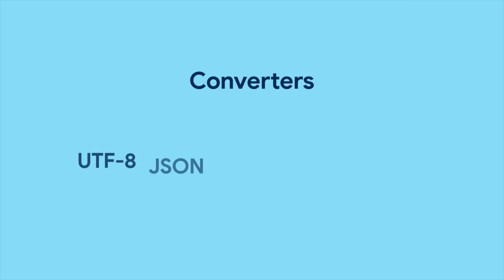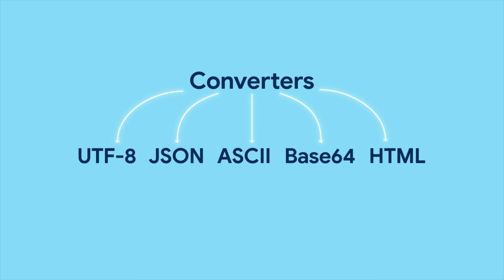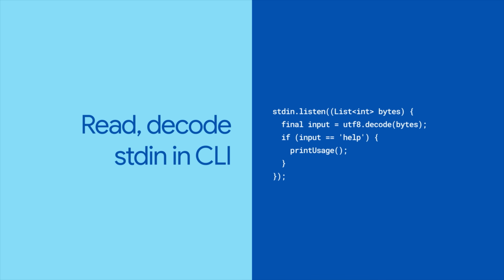Dart Convert provides converters for common encodings. For example, when working with UTF-8, Dart Convert provides both an encoder and a decoder. In CLI applications, you want to listen for input from standard in. That input is a list of UTF-8 bytes, so you'll want to decode it into a readable string.